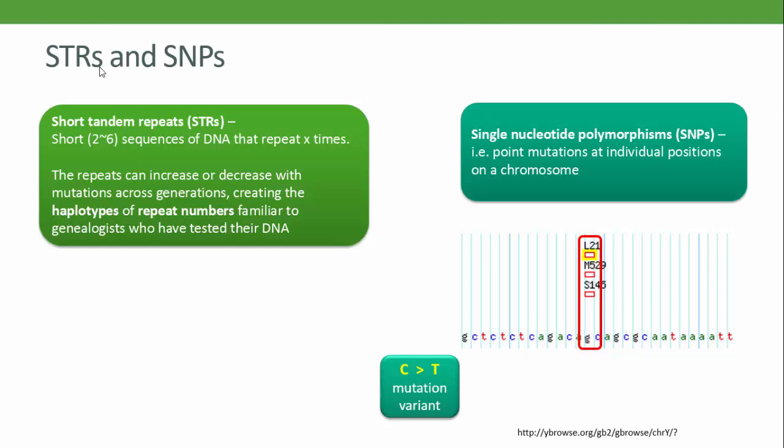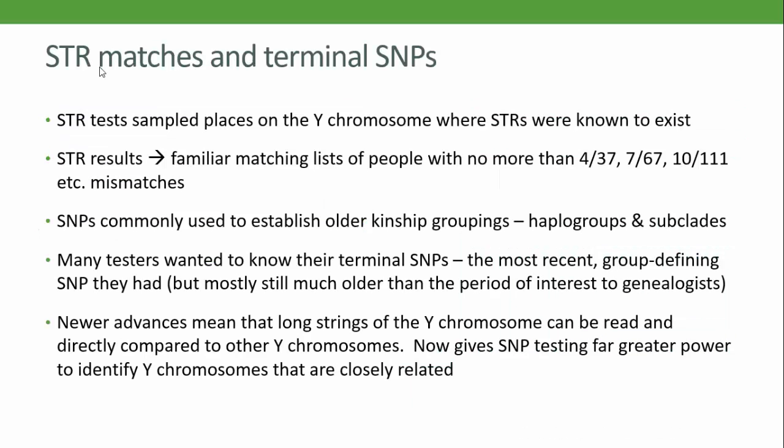So until comparatively recently, STRs were seen as the main tool for family and surname history research. That's in the historical period, while SNPs were seen as being mainly about deep ancestry, our prehistoric origins or ethnicity. Many people try to find their terminal SNP, the most recent group-defining SNP they had, but most of these would still generally be found as having occurred in the ancient or prehistoric times. New tests, especially the ones known as next generation sequencing tests, or NGS, are making SNP testing far more powerful for looking at more recent descent and relationship too.